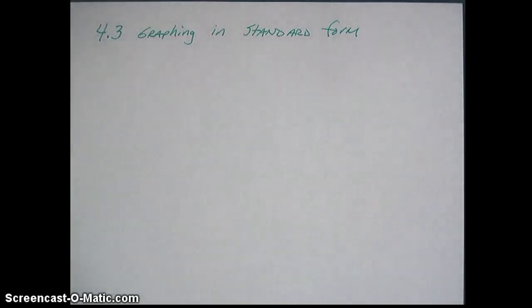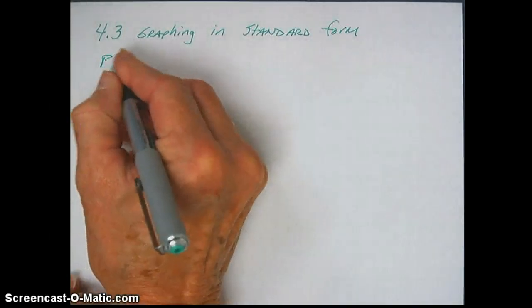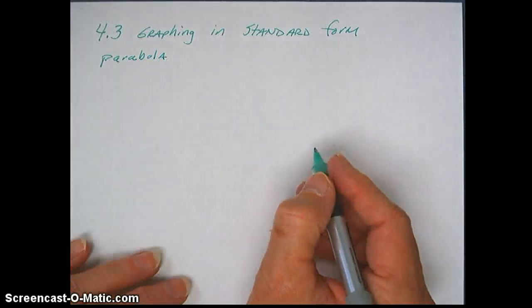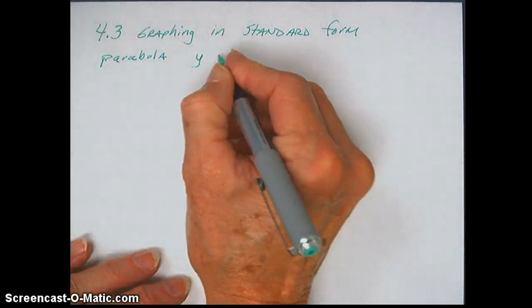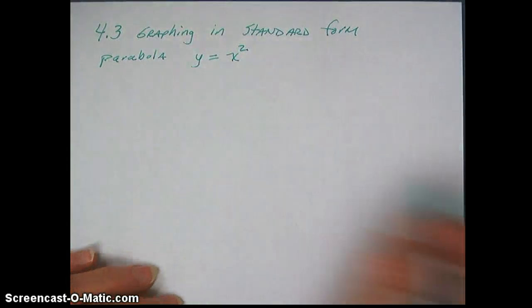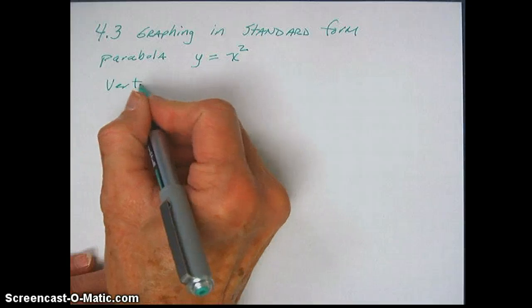Today we're going to discuss graphing in standard form. So again, we're going to be talking about parabolas. So let's review some of the things that we know about parabolas. Parabolas are in the form where we have an x squared, and we've talked about vertex form before.